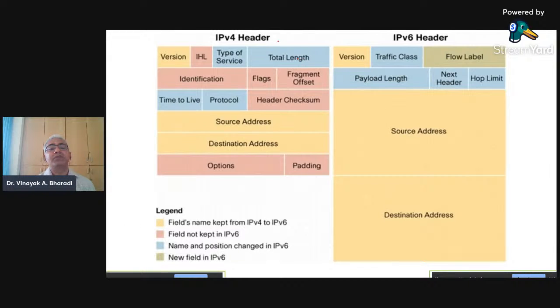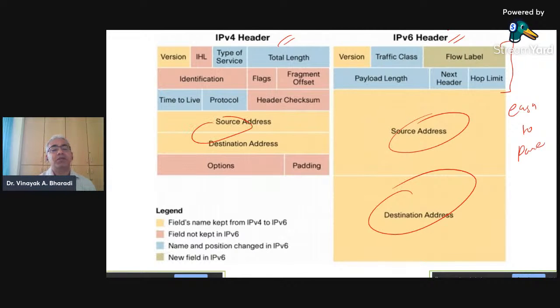So here it is the IP version 4 header. You can see lots of fields are there, and this is the IP version 6 header, which is very light and easy to parse. So source address, destination address. Here you can see the source and destination addresses are 32 bit, 32 bit. Here they are 128 bit, 128 bit addresses.